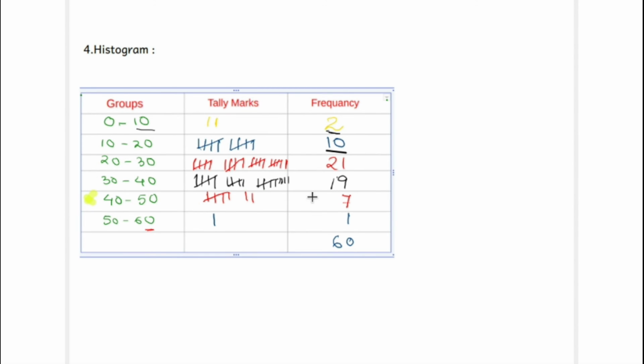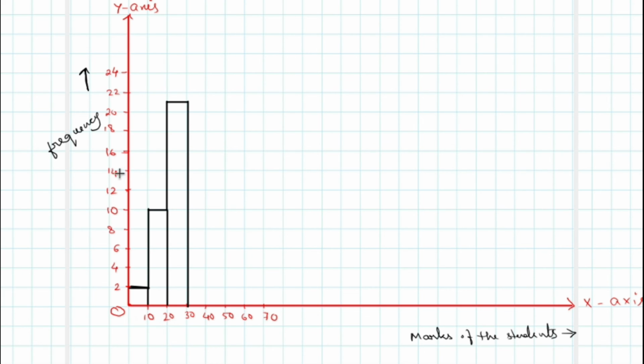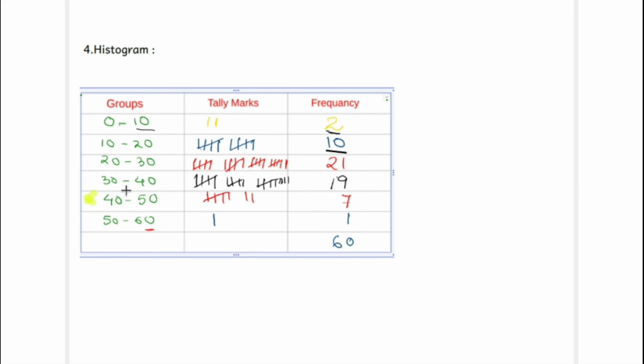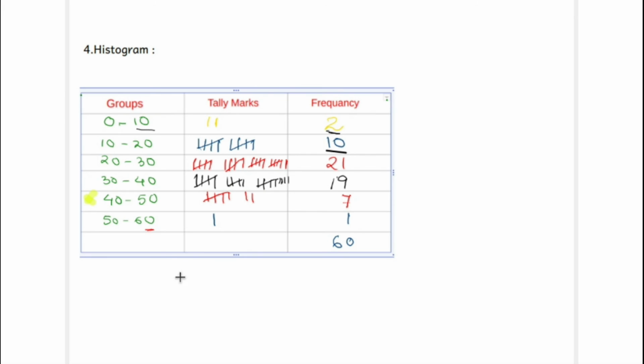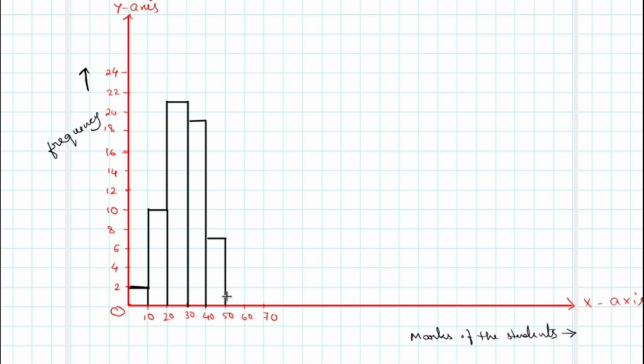Now between 30 to 40 it is 19. Between 18 and 20, 19 will lie. So just here. Okay. Next, 40 to 50 it is 7. That means between 6 and 8 it will lie. So here it is 7. Now 50 to 60 it is 1. So between 50 to 60 it is 1.